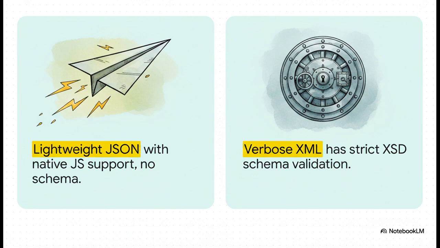On one hand, JSON is the undisputed lightweight champion. It offers native efficiency with JavaScript, which means smaller file sizes and blazing fast speeds. But it doesn't have native schema validation, and you can't even leave comments in the code. On the other hand, we have XML. XML is much more verbose and self-describing. It kind of looks like HTML. But because it offers strict XSD schema validation, you can mathematically prove a request is structured perfectly before it ever even gets sent over the network.